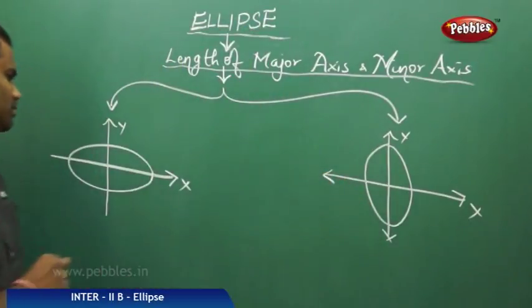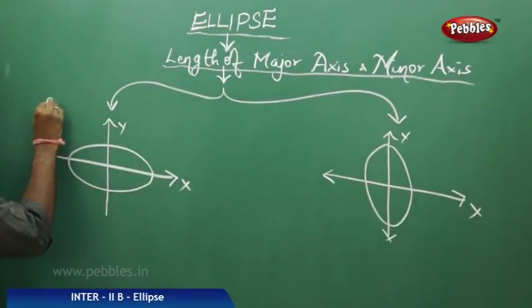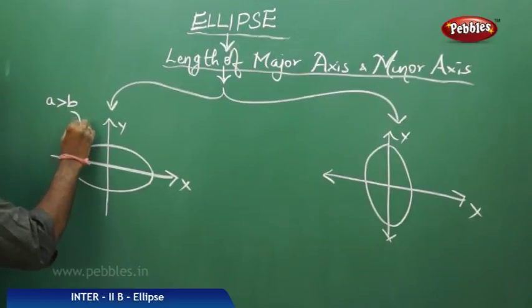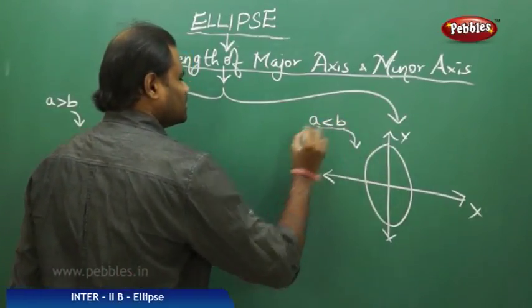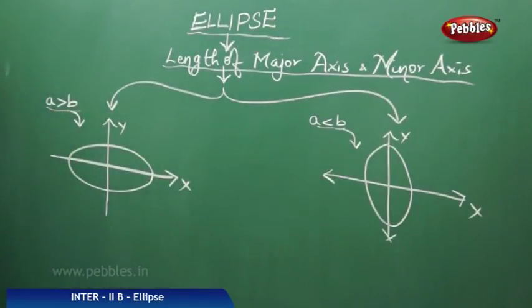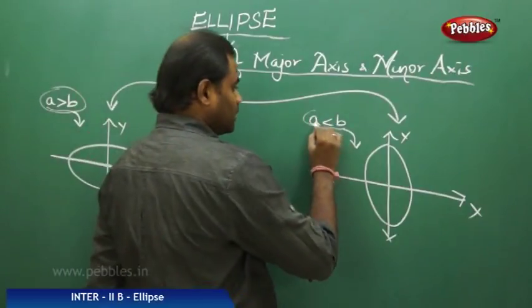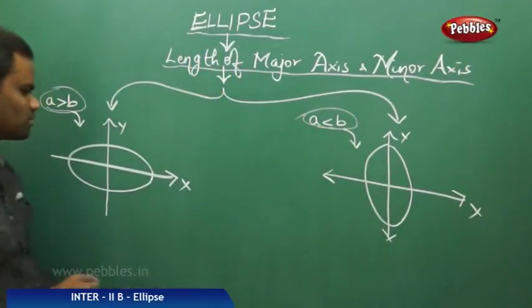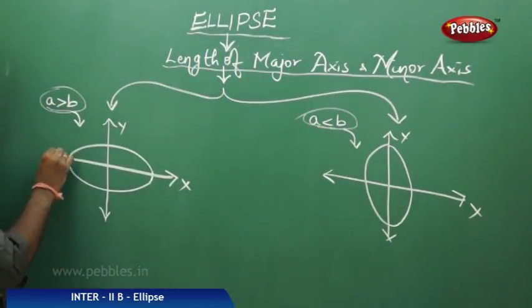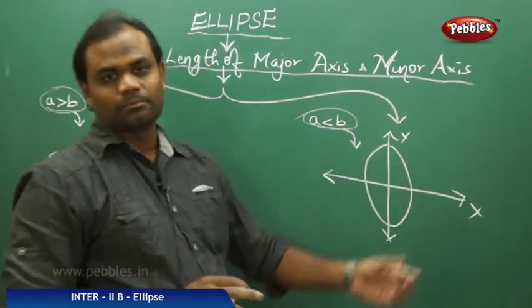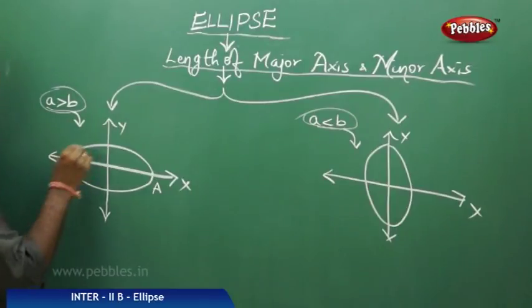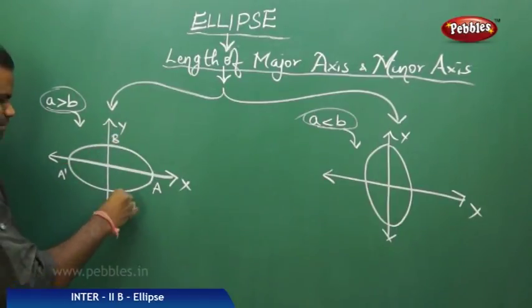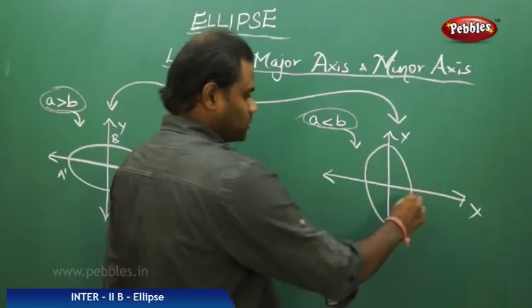we see that these two are the cases here with a greater than b and this with a less than b. So with these two cases of a greater than b and a less than b, we have two types of ellipses, one in this form and one in this form. So here, as we have seen clearly, this is A dash and B dash, and similarly out here.